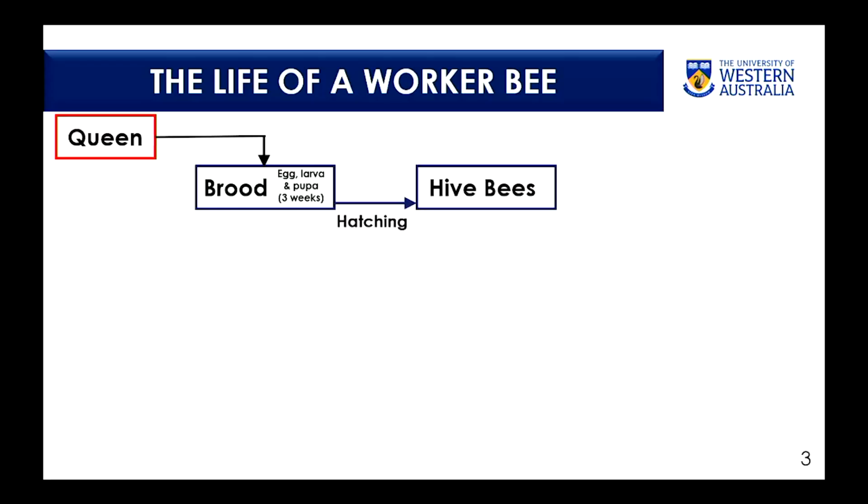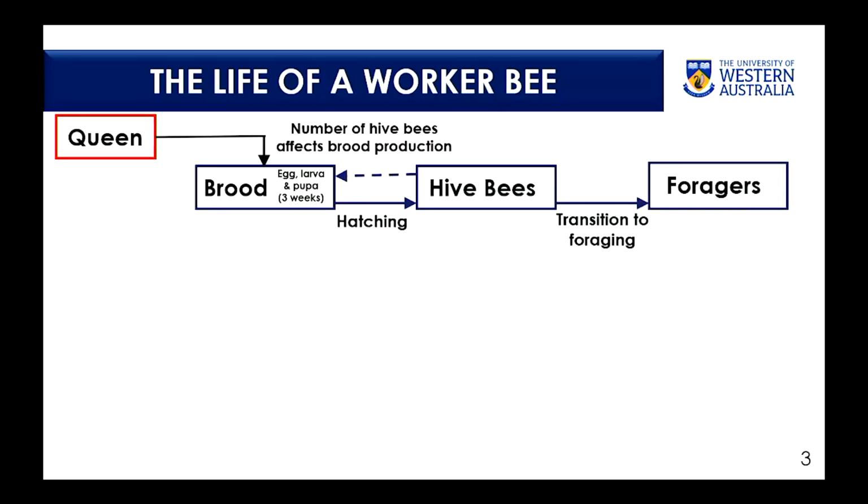And then the bees hatch, and these small hive bees stay inside the hive. They do hive chores such as cleaning the hive, tending to the young ones, and maintaining the temperature. After 4 weeks, these hive bees transition into forager bees. The ones that we see flying out are the forager bees, adult bees.